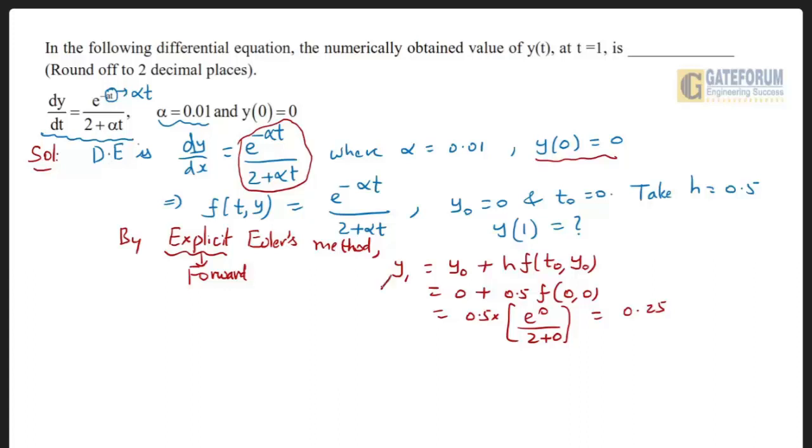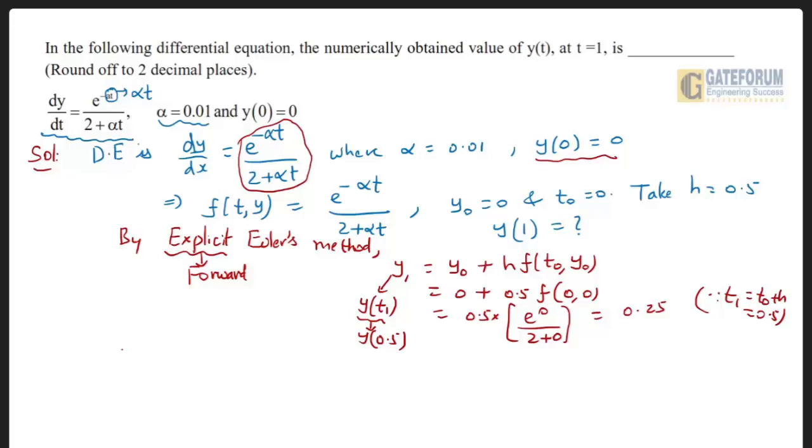What is y1? Value of y at t1. What is t1? It is t0 plus h, which is 0.5, just like x1, here t1 is equal to t0 plus h. So by this first iteration we got y of 0.5, that is, the value of y at t is equal to 0.5. But we have to find the value of y at t is equal to 1. So one more iteration, that is, one more approximation value.